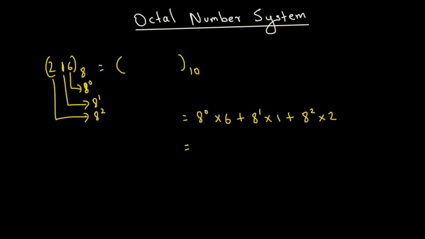We know 8 power 0 is 1, 1 times 6 is 6. 8 power 1 is 8, 8 times 1 is 8. And 8 power 2 is 64, 64 times 2 is 128. Then 128 plus 8 is 136, plus 6 is 142. So the conversion of this octal number to decimal is 142. Okay, so this is one example. Let's look at one more example.